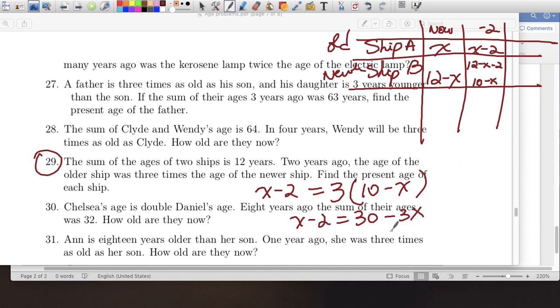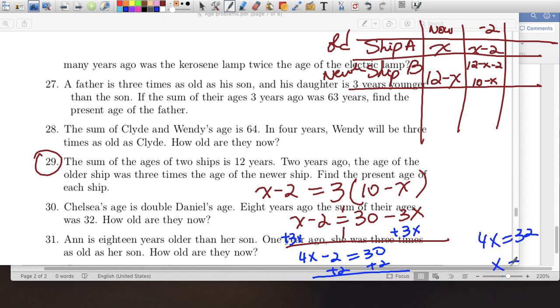Let's get rid of the minus 3x here. Because it's negative, we do plus 3x, and I'm going to get 4x minus 2 equals 30. We're going to do plus 2, and we're going to get 4x equals 32, and obviously you'll know that x equals 8.